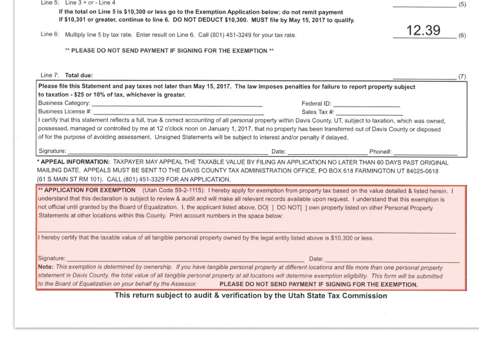Once again, if your line 5 value is at or below $10,300, you qualify to take the exemption from tax. An exemption from tax means you're not required to pay the tax. If you're signing for the exemption, please do not send money.